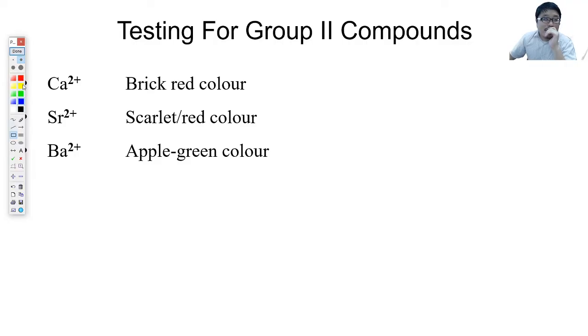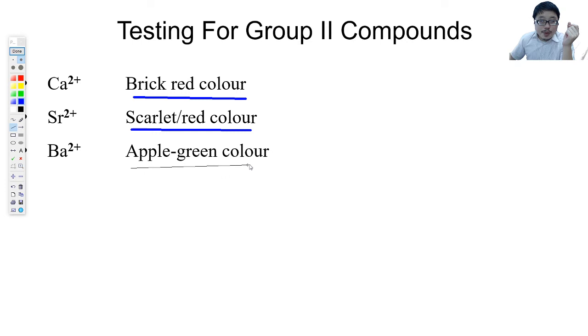Unfortunately, pure memorization time. Please remember, brick red color, strontium when it burns. So what does this testing mean? It means ion flame test. When you burn the compound, anything that contains calcium ion, strontium ion, or barium ion: for calcium, it will be brick red. For strontium, it will be scarlet red. For barium, it will be green or apple green.